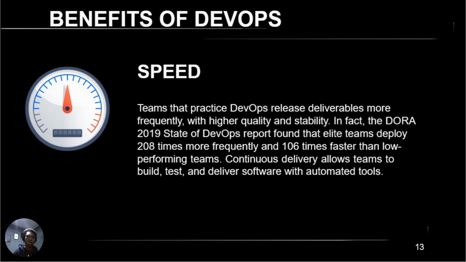Okay, so teams that practice DevOps experience speed in the development process because the system works, and because the system works, it is not you recycling or reinventing the wheel. You're just introducing new code that has been tested and has good quality. So teams that practice DevOps release deliverables more frequently with higher quality and stability. Because the system captures all of this data and tests it against the main branch, you are able to deploy easily and in record time.